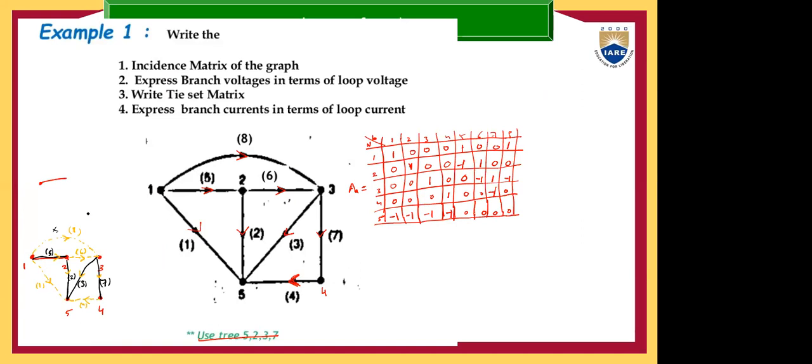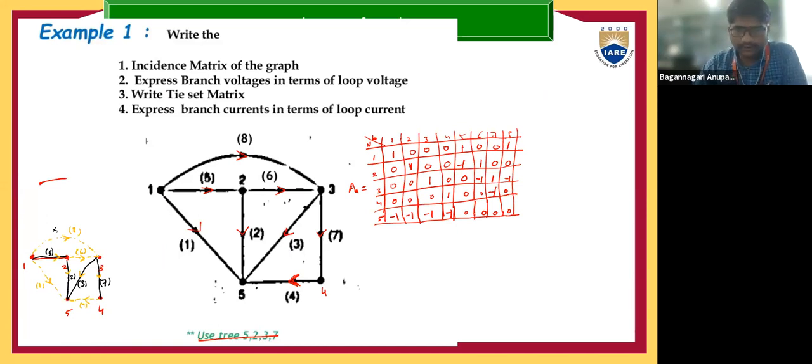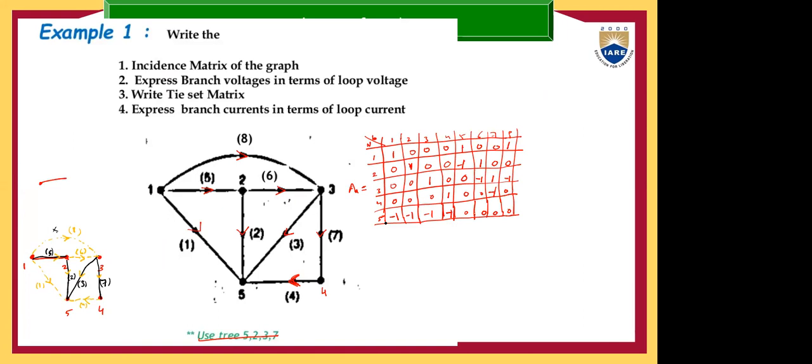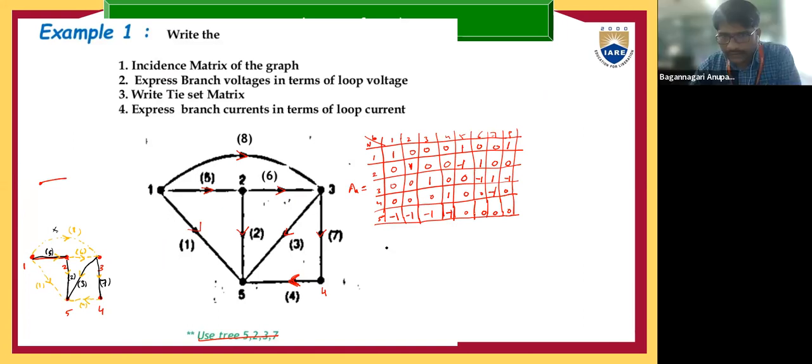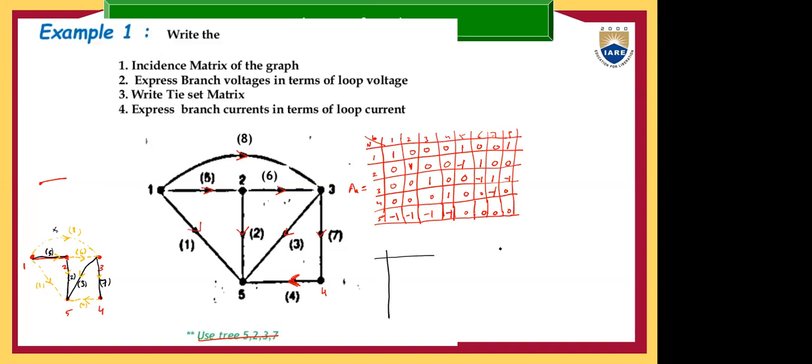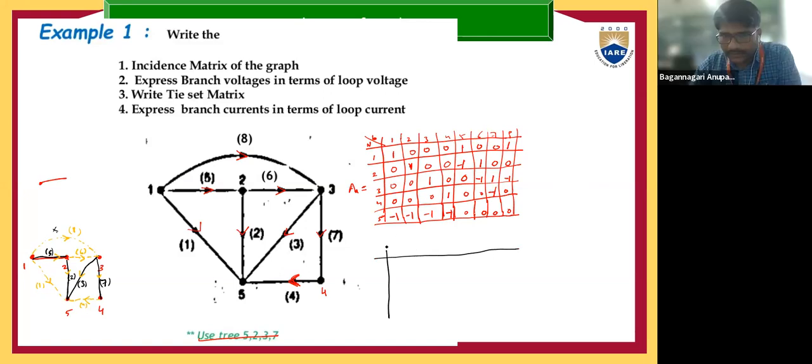So now, after drawing this, what has to be done first? Next, draw a matrix, right? Mesh currents, sir. Yeah, mesh currents. So we do the same thing here. We'll give the branch numbers here 1, 2, 3, 4, 5, 6, 7, and 8. Now, what has to be drawn here for a Tieset matrix?